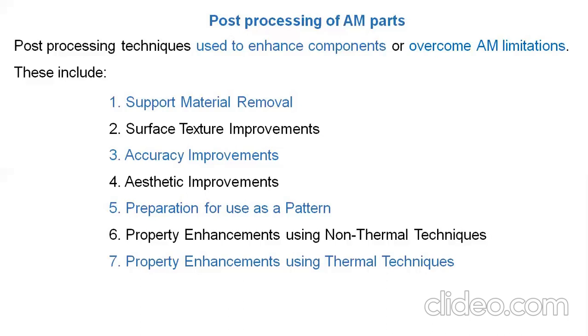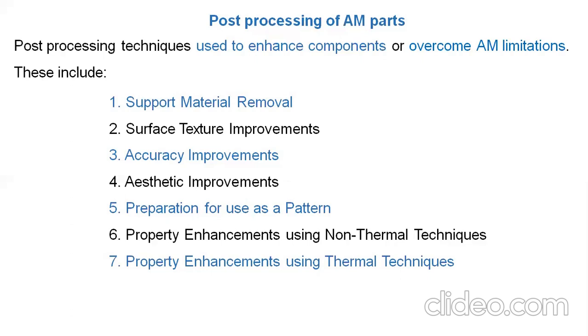After manufacturing a product with the help of the additive manufacturing process, post processing plays an important role. What exactly is the post processing? We will discuss this in detail, which contains a total of 7 processes or 7 steps. The post processing technique is used to enhance the component or to overcome the additive manufacturing limits. What are those limits we have to identify, or how to improve your product after manufacturing with the additive manufacturing process? It is done with the help of the 7 steps.